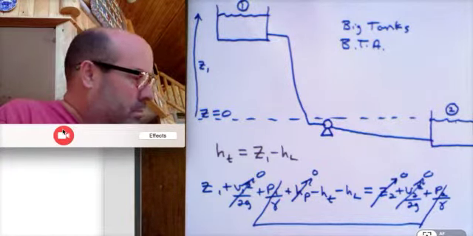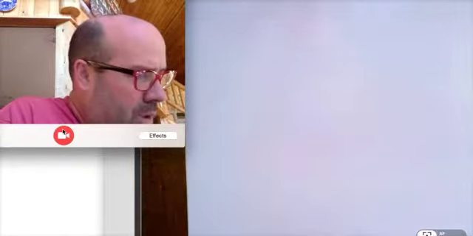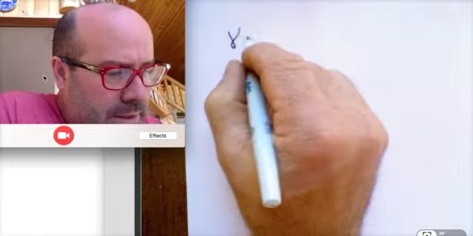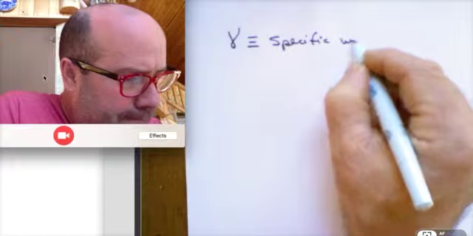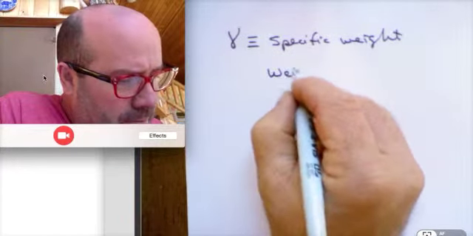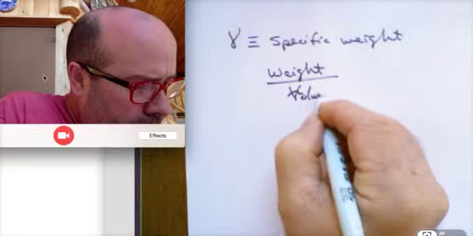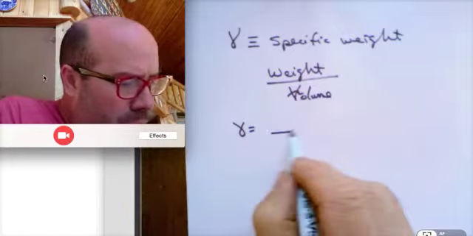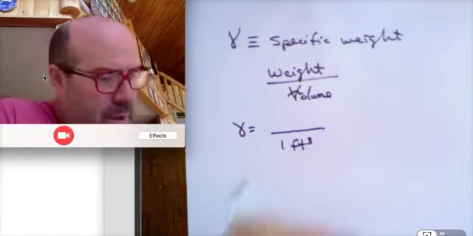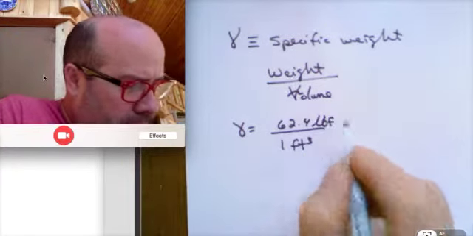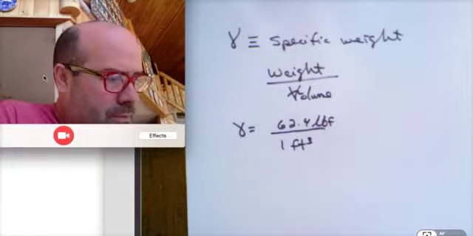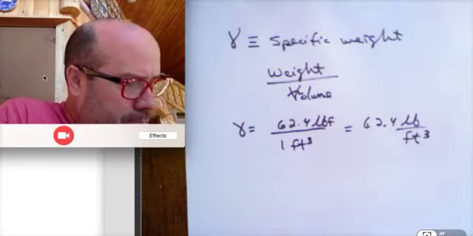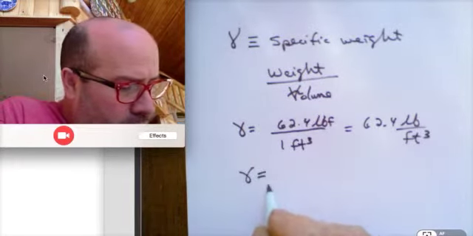So there's an example. Okay, I promised we'd talk about gamma. Well, gamma is a Greek letter, and it stands for specific weight. Specific weight is the weight per unit volume of a fluid. So if we were to take a cubic foot of water and put it on the scale, it would weigh 62.4 pounds force. So the specific weight of water is 62.4 pounds per foot cubed. And if you want an equation for it, it's equal to density times gravity.